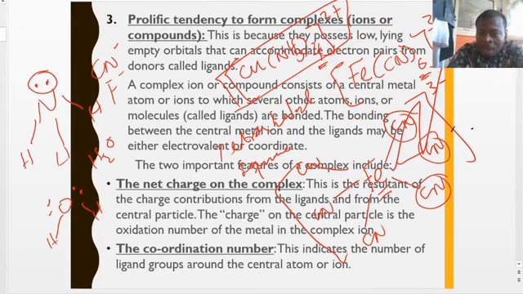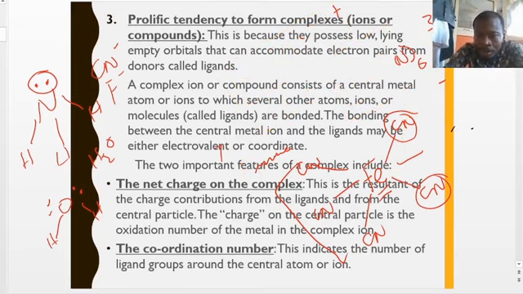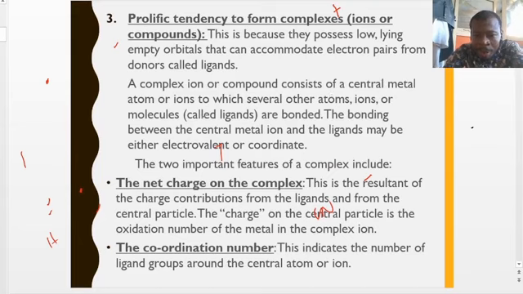Now, in addition to what has been said, complex ions or compounds consist of central metal atoms or ions to which several other ions or atoms or molecules called ligands are bonded, which is what I've just explained. The bonding between the central metal ion and a ligand may be either electrovalent or coordinate. So the interaction could be electrovalent or coordinate whenever it's forming a compound. The two important features of a complex ion or compound include: 1, the net charge on the complex. This is the result of the charge distribution from the ligand and from the central particle.